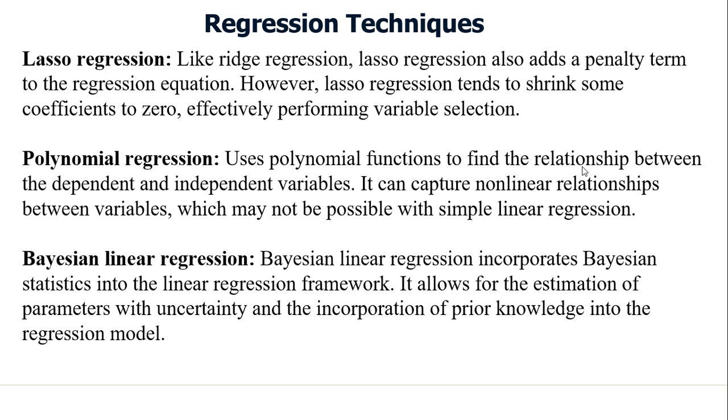We also have polynomial regression, which uses polynomial functions to find the relationship between the dependent and independent variables. It can capture nonlinear relationships between variables, which may not be possible with simple linear regression. And we also have Bayesian linear regression, which incorporates Bayesian statistics into the linear regression framework. It allows for the estimation of parameters with uncertainty and the incorporation of prior knowledge into the regression model. But in this class, the one we are looking at mainly is the linear, where we are going to be looking at the OLS, which is the ordinary least squares.